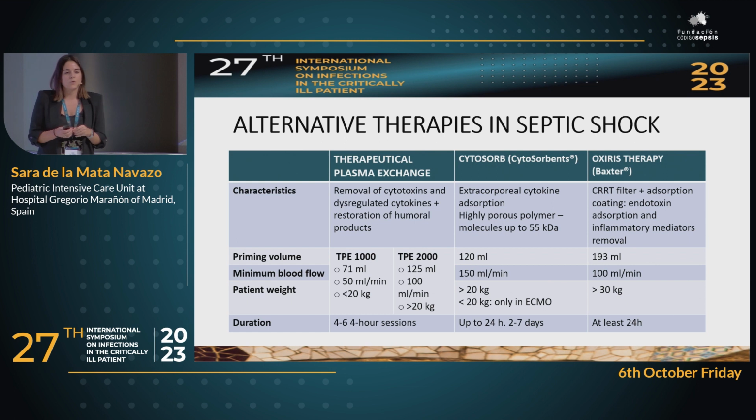And then we have auxiliary therapy. The problem with these columns is that they also have a very big priming volume, so it is recommended to use them in patients that weigh more than 30 kilograms.